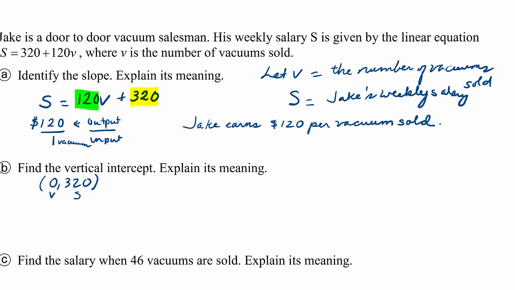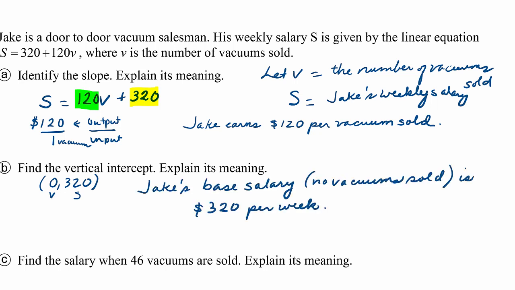So what information are you getting from this (0, 320)? Well, that would be Jake's base pay, isn't it? So even if he doesn't sell any vacuum cleaners that week, so 0 vacuums sold, he will still earn $320. So let's write that down. The meaning of the intercept is that Jake's base salary, that means before he sells any vacuum cleaners, is $320. And I put per week, or we could have written Jake's weekly base salary is $320.